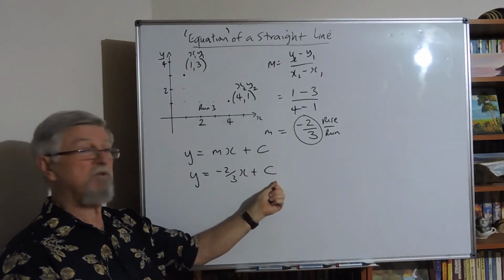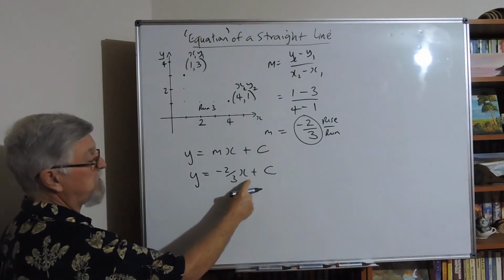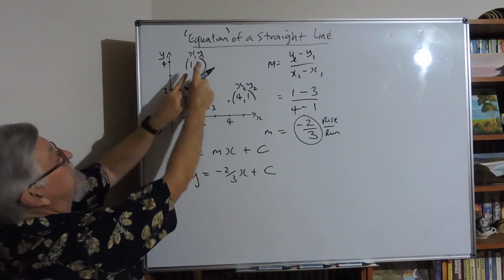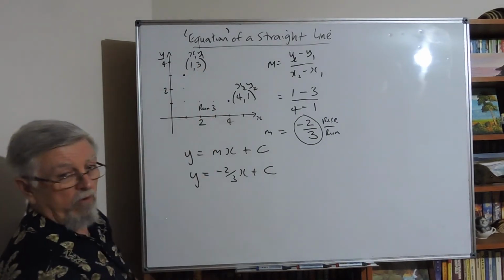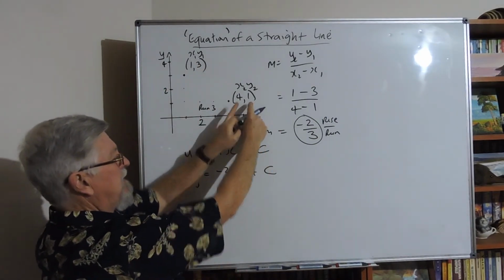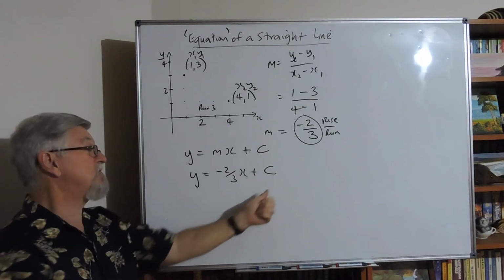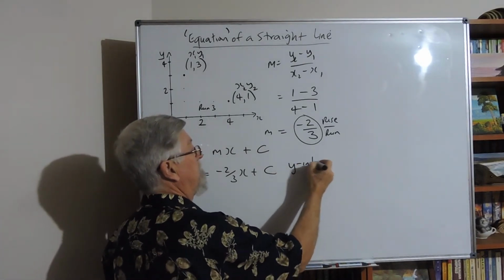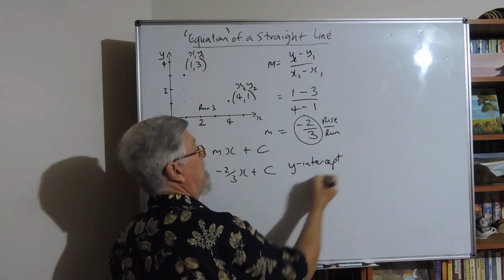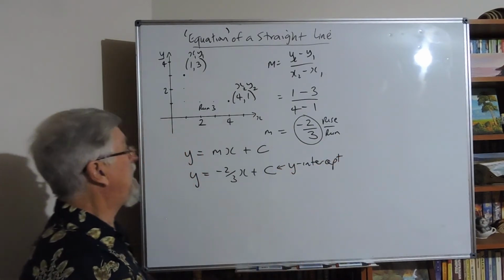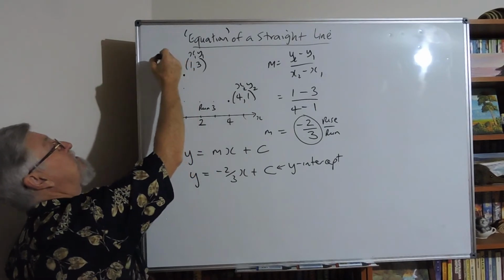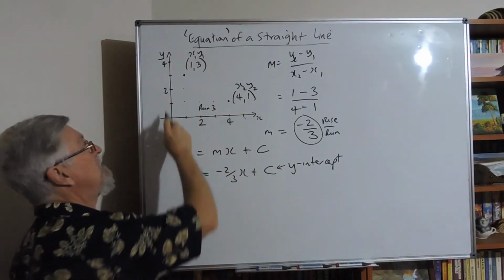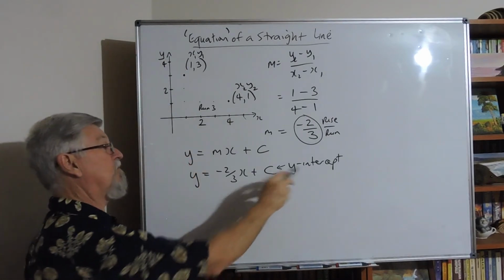How can we work out what the c is? If I know an x value with its corresponding y value as a pair, for example that pair, or I could use that pair, it'll tell me what c is. And what's c? It's the y-intercept. So if I go up to the graph over here, if I actually had a straight line through, it would tell me where that straight line is passing through the y-axis, which we call the y-intercept.